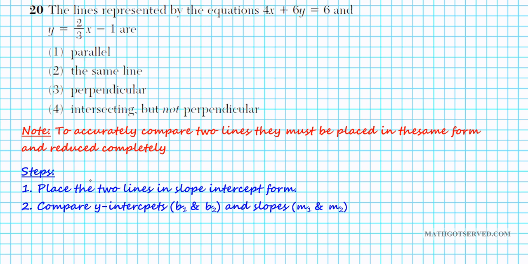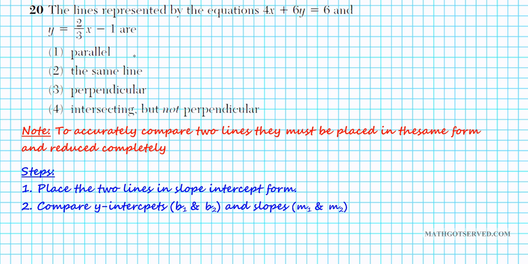Okay? So these are the steps we're going to take. First of all, we're going to place the two lines in the slope-intercept form. I prefer that form because it's easier to determine the slopes and y-intercepts. When we're done, we're going to compare the y-intercepts, B1 and B2, of the two lines and their slopes. And that will help us to see if they're parallel, the same line, perpendicular, or intersecting but not perpendicular. Okay, let's do a real quick review here.